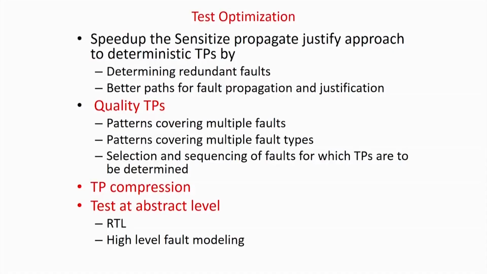Now coming to test. So what do we need in test? We require good quality test patterns, that is multiple faults, and a minimum number of test patterns, etc. And also you should be able to speed up the sensitize, propagate and justify approach. Basically the sensitize, propagate and justify approach means test pattern generation time. So you have to speed it up.